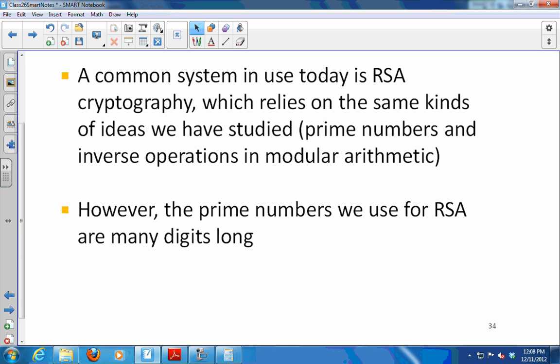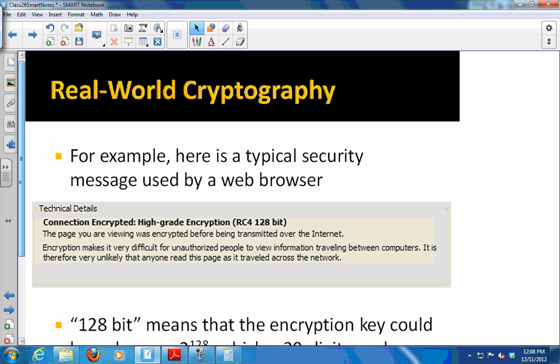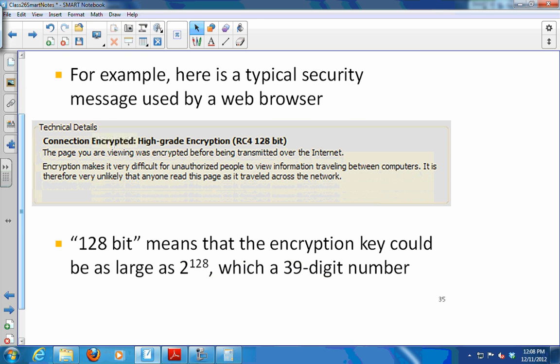So the prime numbers we use for the RSA code are many digits long. For example, this is a typical security message you might see in a web browser. High-grade encryption, 128-bit. That 128-bit means that the encryption key, the number you multiply everything by to encode, could be as large as a 39-digit prime number. Really, really big prime number.